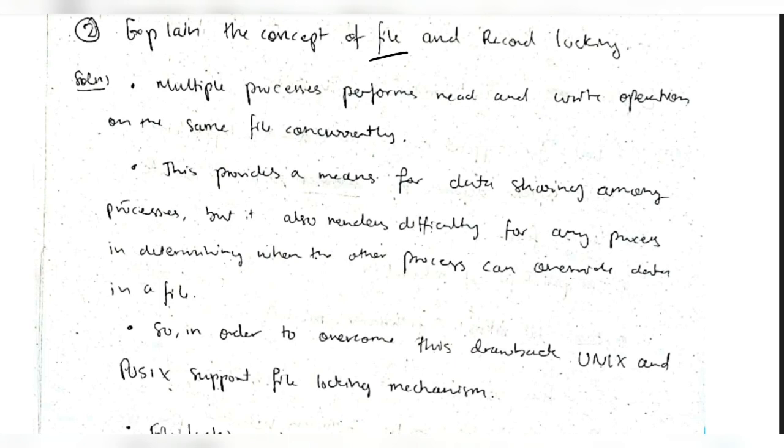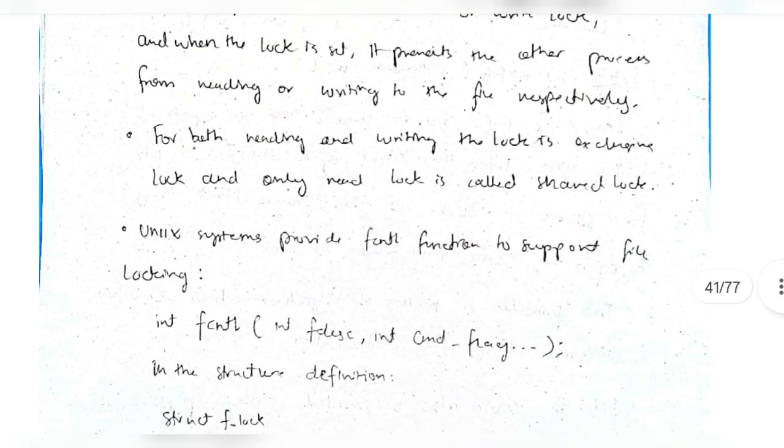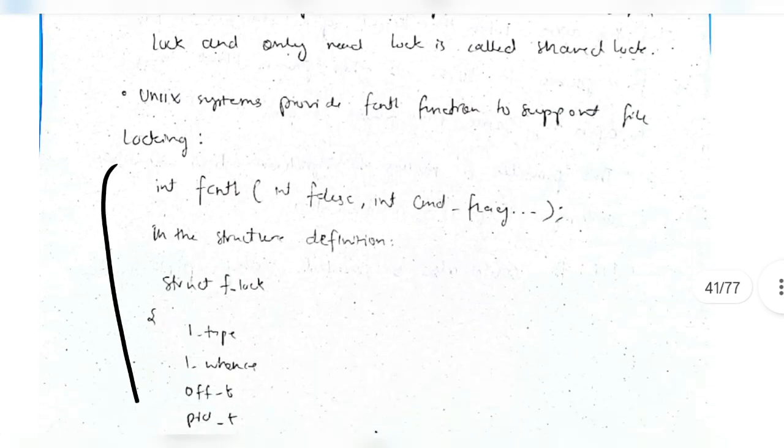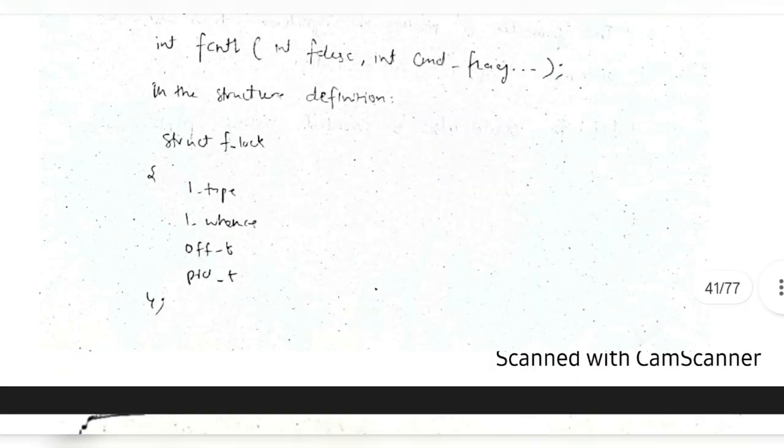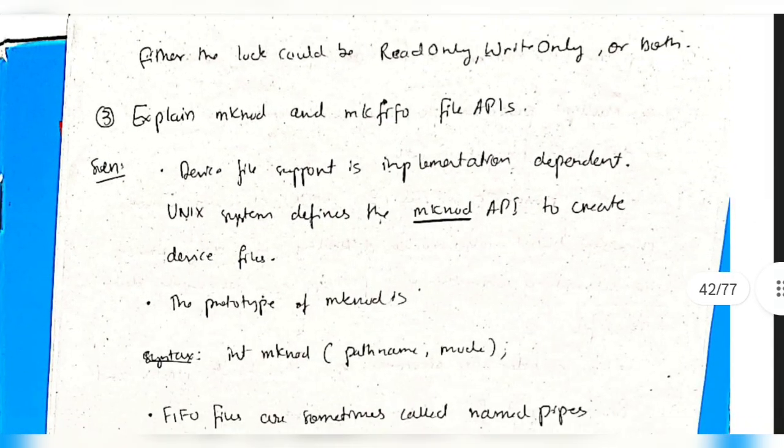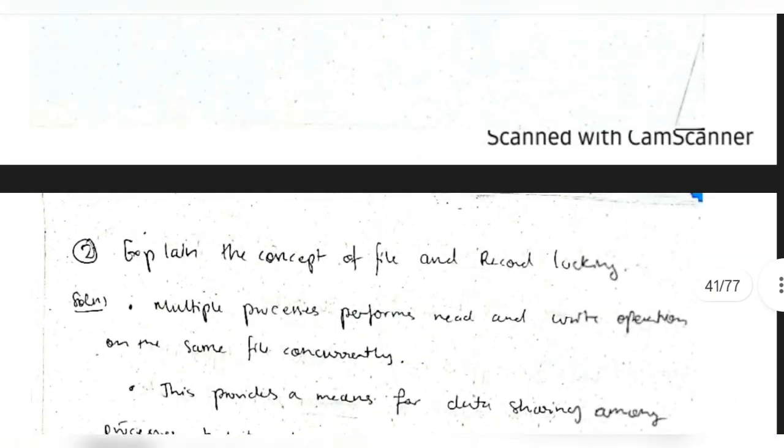If it's for the file, it's known as file locking, and if it's for the record, which means a group of files together, it's known as record locking. That's what I have displayed here, and a sample example is also there, which you can go through. And that's the second question, which is about file and record locking.